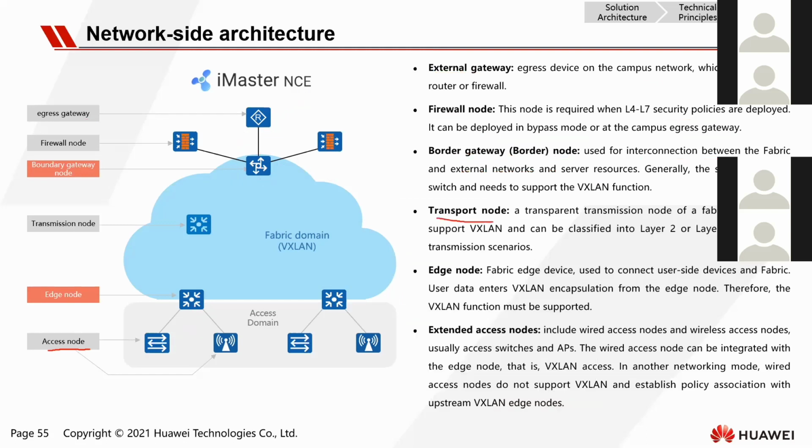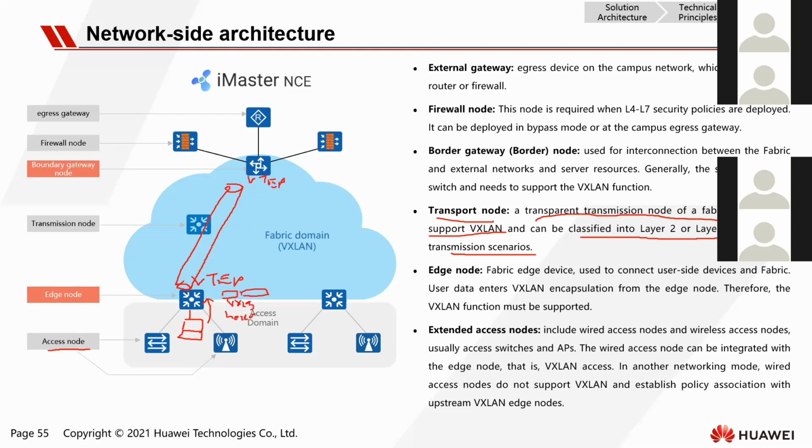The next one is the transport node. Basically, the transport node is just a transparent transmission node of the fabric. It doesn't support VXLAN, and it can be classified into layer 2 or layer 3 transparent transmission scenarios. So we configure VTEP at the border and we configure VTEP at the edge node. Between these two nodes, it will form a tunnel. When a packet is sent from a PC to here, the data packet will be encapsulated with a VXLAN header.